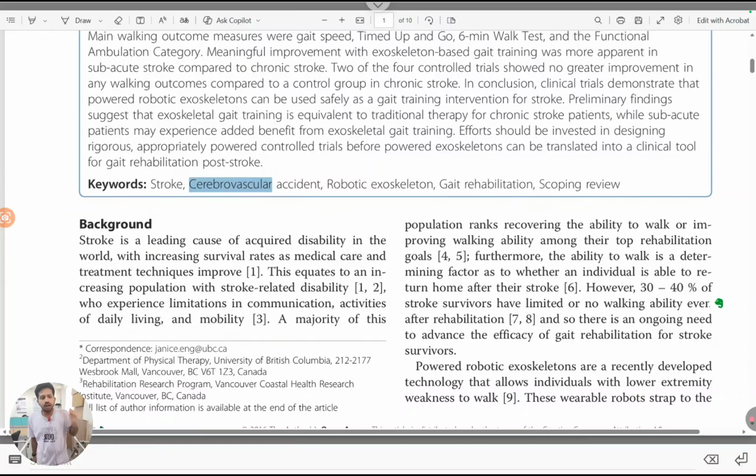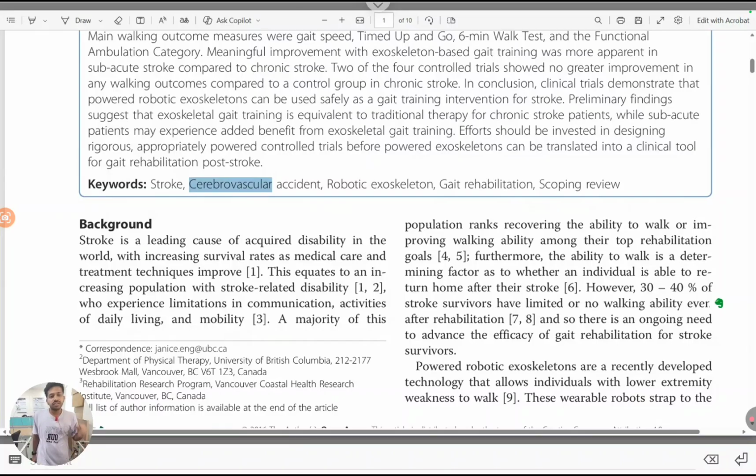However, 30 to 40% of stroke survivors have limited or no walking ability even after rehabilitation. So there is an ongoing need to advance the efficiency of gait rehabilitation for stroke survivors.